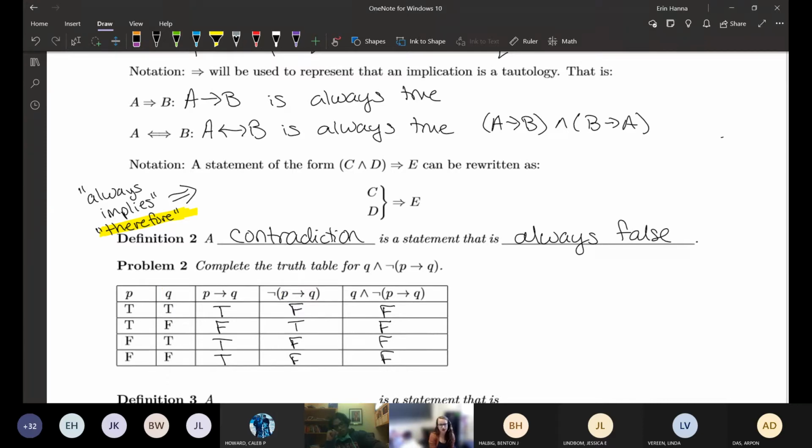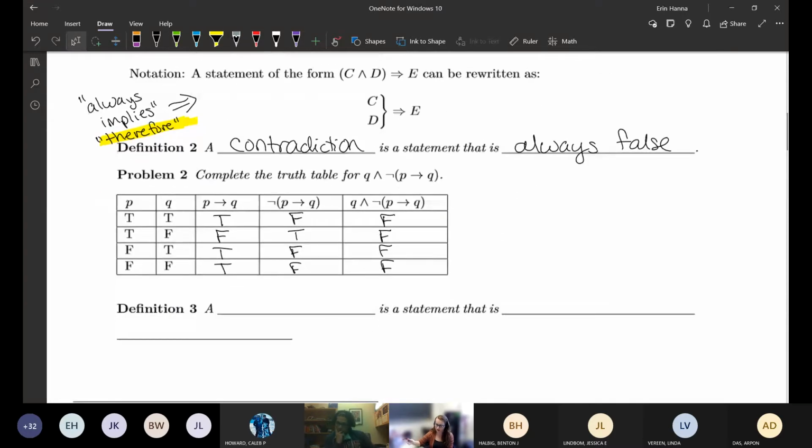Now with contradictions, there's not really something as nice as with the tautologies. Tautologies kind of help us out, because sometimes they can be used to tell us things are equivalent. Sometimes they can be used to tell us that we can just imply one thing from another, which is what we're going to build up to in a second.